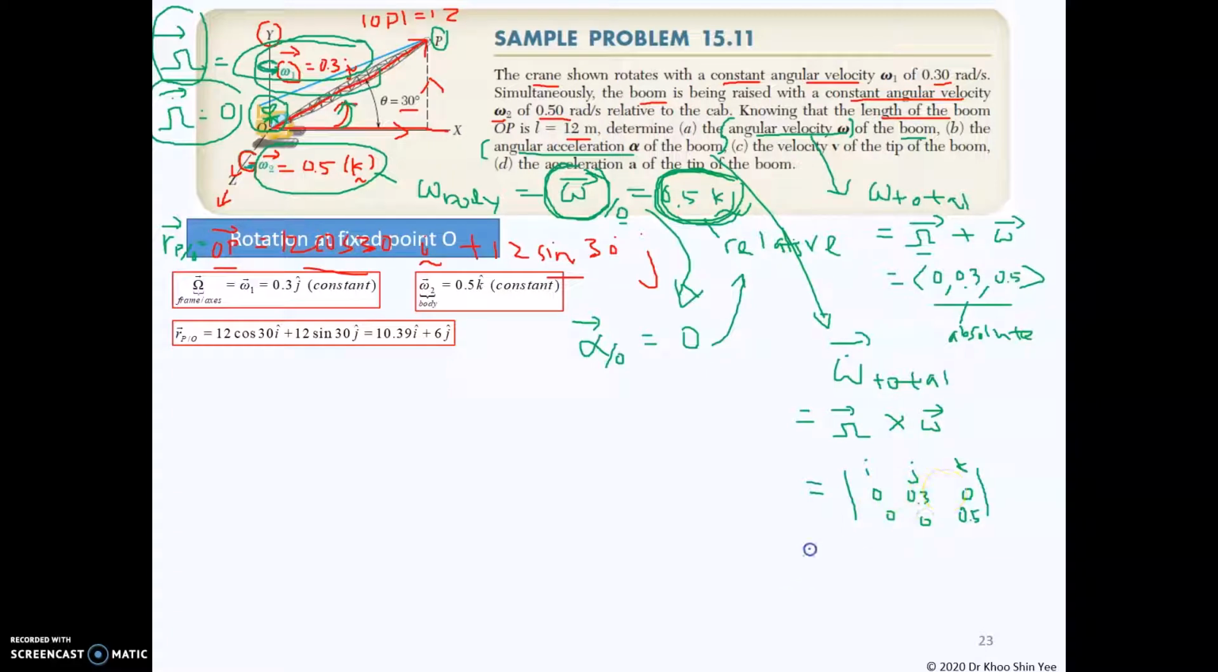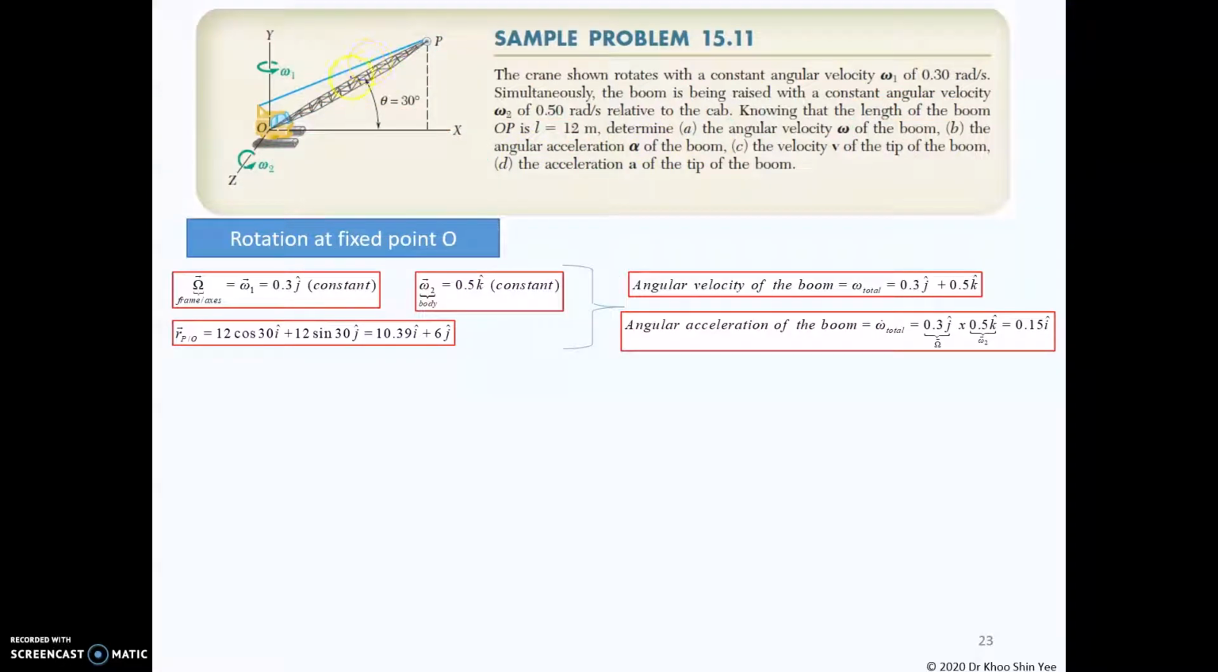After you perform this determinant, you should obtain 0.15i. So this value is an absolute value and is the angular acceleration of the boom. So far you have recognized the motion for the boom here is under the rotation at fixed point O. And you have succeeded in obtaining the angular velocity for the frame and the body to be this answer.